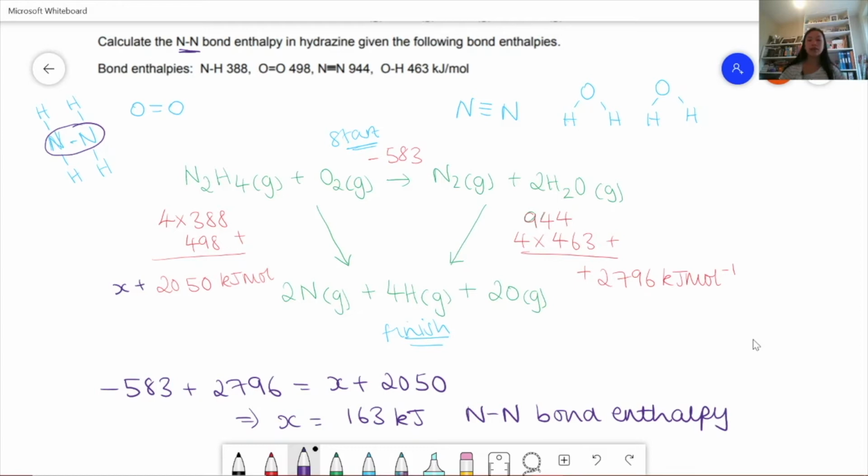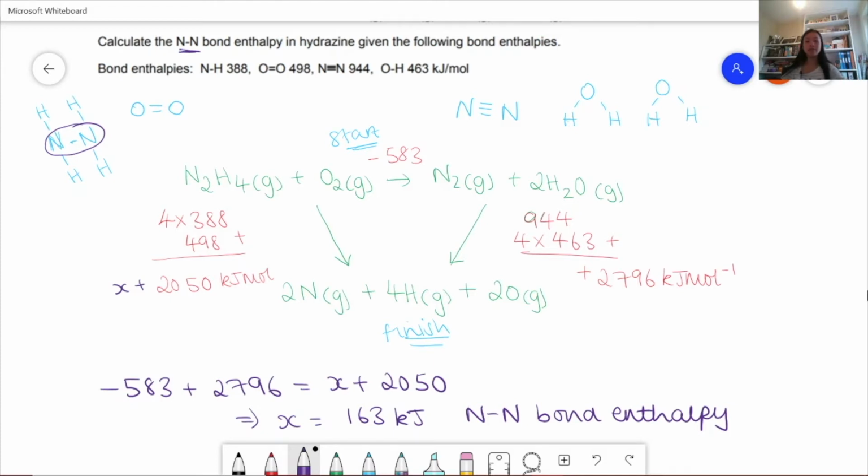This should always come out as positive because breaking bonds requires energy. So if you do have a negative figure here, then you might have gone wrong somewhere else. So in this example, we ended up working out a bond enthalpy, but if we did want to work out the enthalpy change, we would do the same thing, but we would have been given X instead of this minus 583, and you would have done the same thing with the Hess's law to find out what this would be instead.